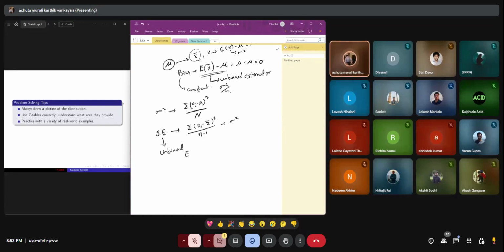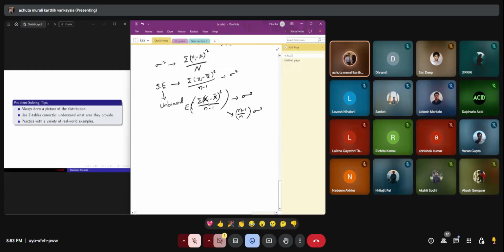If you calculate the expected value of this, the sum of (xi minus x bar) whole square divided by n minus 1, you can do that in your free time. This comes out to be sigma square. If you put n here, that would be n minus 1 divided by n into sigma square, right? So a lot of people actually tell you that by subtracting x bar from xi, you have lost 1 degree of freedom. That is why you are dividing by n minus 1.